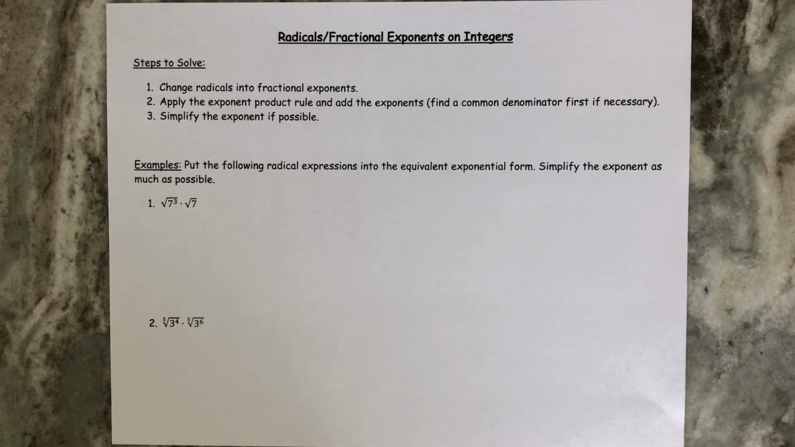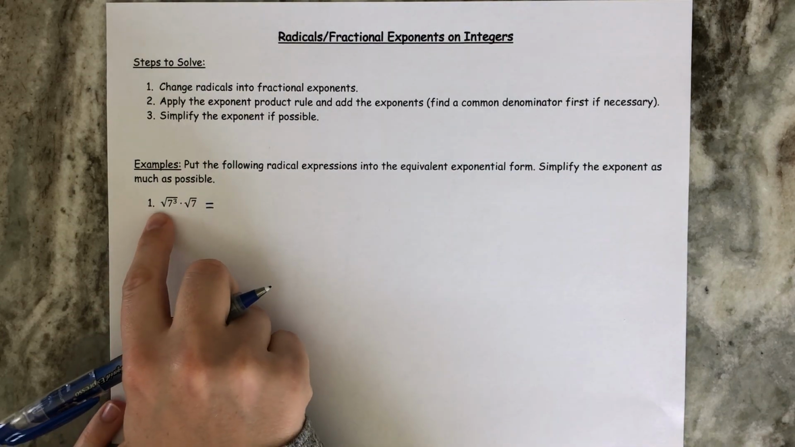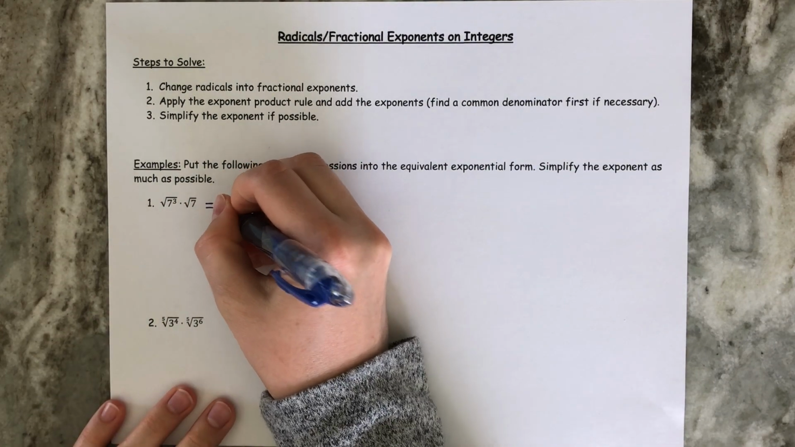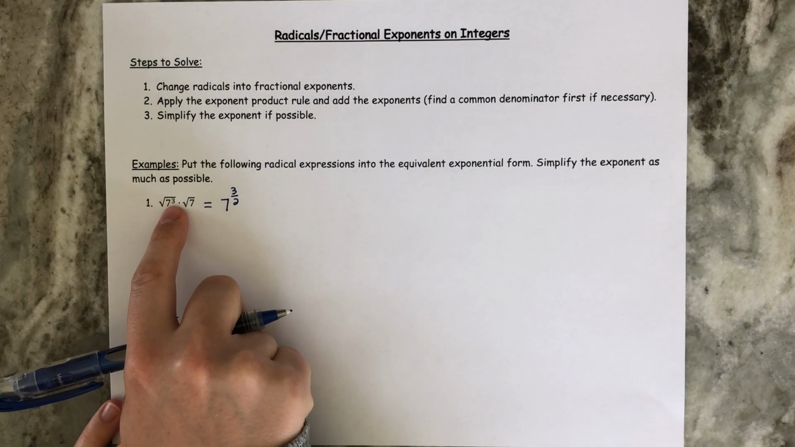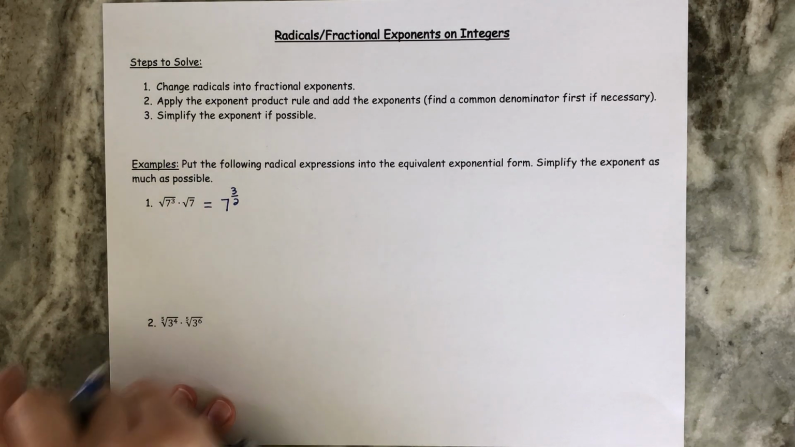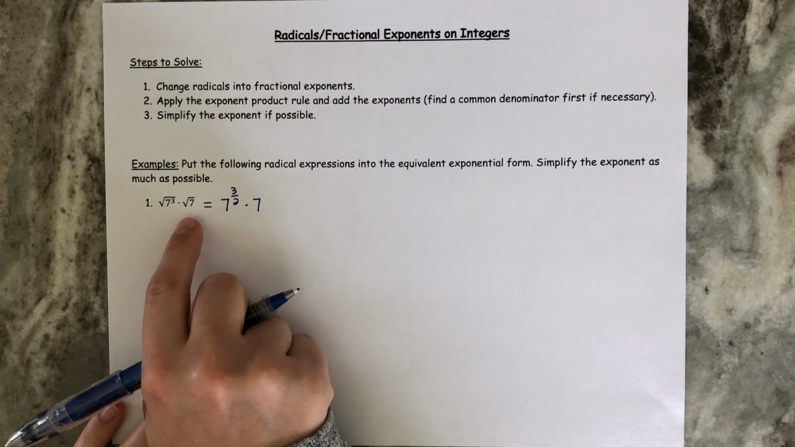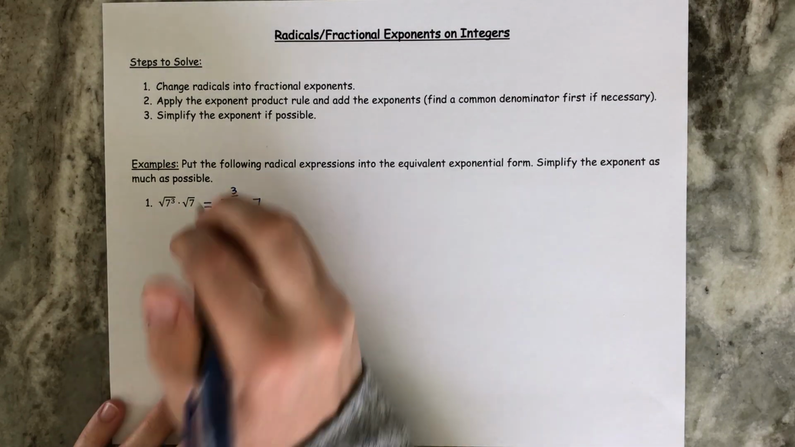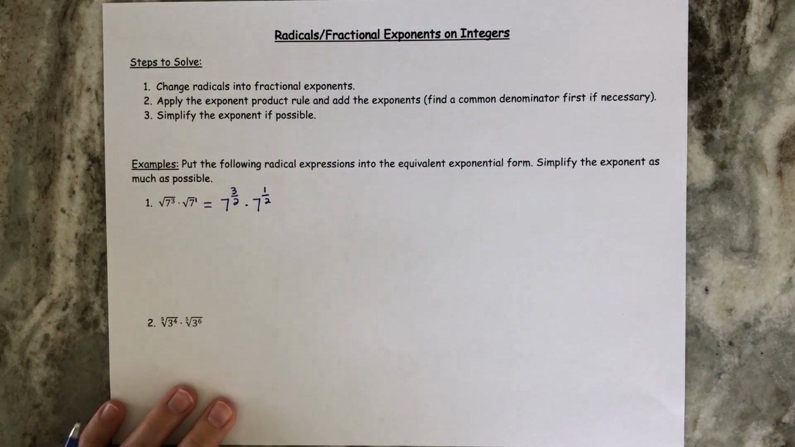So number 1, we have the square root of 7 cubed times the square root of 7. So first thing I'm going to do is change my radicals into fractional exponents. So the square root of 7 cubed, remember we could write that as 7 to the power of 3 over 2. The 3 is coming from the exponent right there on the inside of the radical, and the 2 is coming from the fact that this is a square root. And then it's multiplied by 7 to the power of the exponent. There's no exponent written on that 7, so we can assume that that's 1. So 1 over 2, because again, that's a square root.